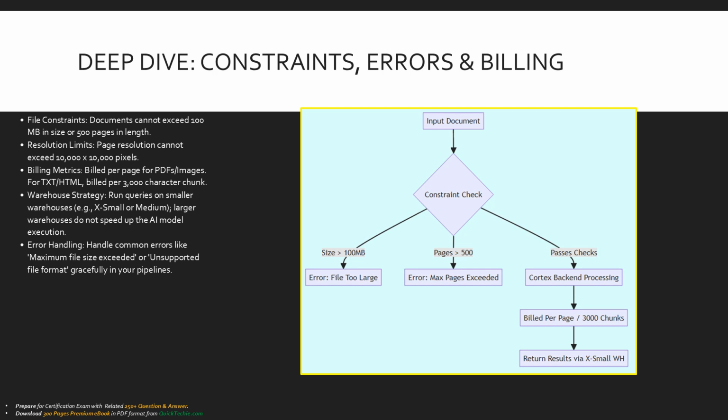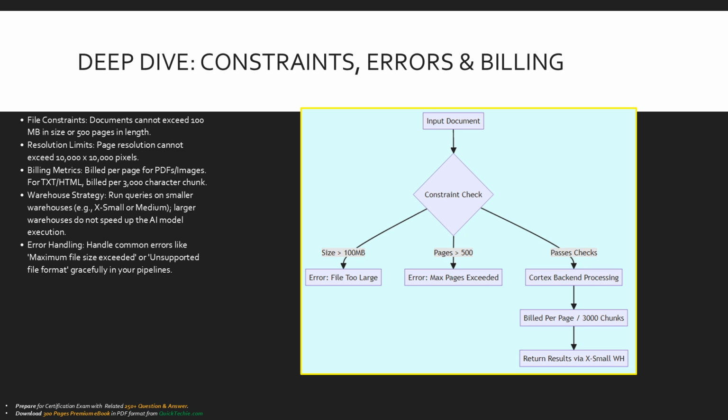Let's get into the deep technical constraints, because architecture requires knowing the limits. AI parse document has hard ceilings. A single file cannot exceed 100 megabytes, nor can it contain more than 500 pages. Furthermore, the visual resolution of any single page cannot exceed 10,000 by 10,000 pixels. If you hit these, the function will throw an error.